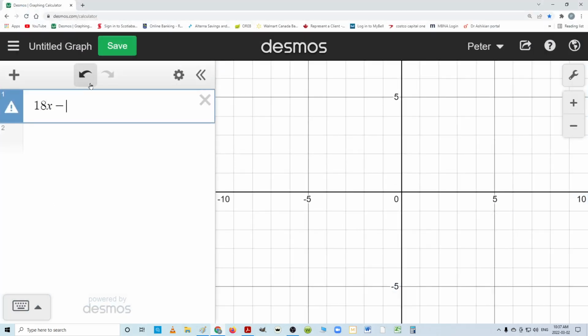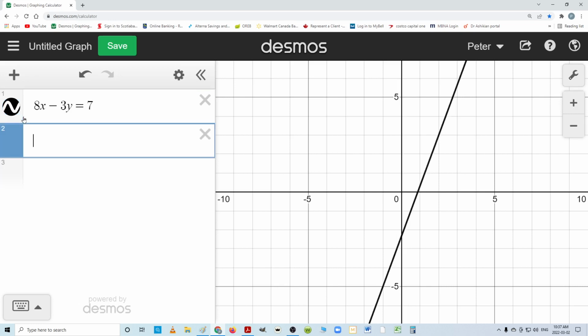So it's 8x minus 3y is equal to 7. And the other one was 6x minus y is equal to minus 1. Now let's see where they meet. Sure enough, minus 1 and minus 5. But I'm going to do something weird here.